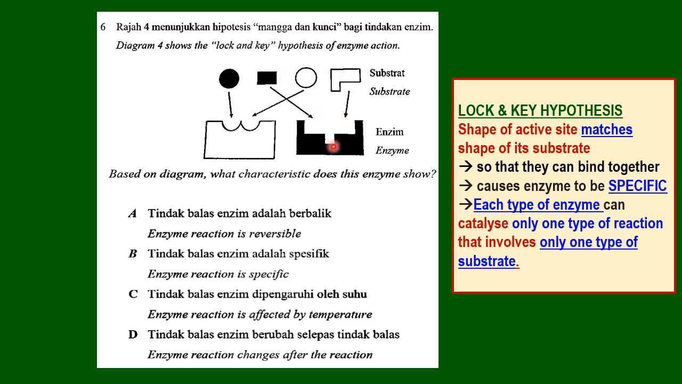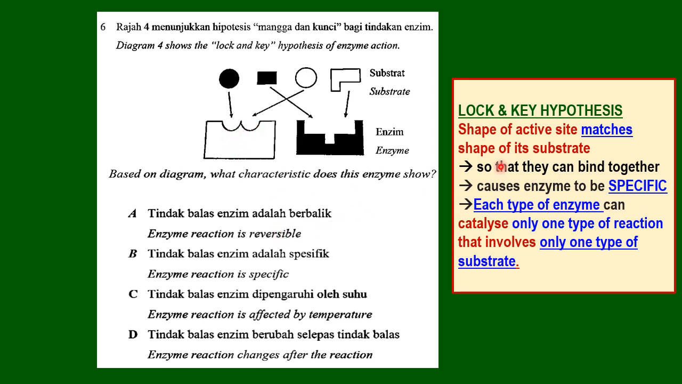Similarly, for this enzyme too, the shapes of the substrate matches that of the active site, right? So what's the characteristic that is shown by this diagram? It is that the enzyme is specific in its reaction, highly specific, meaning that each type of enzyme, like this one here, can catalyze only one type of reaction that involves only one type of substrate. The substrate with the round shapes, okay? It cannot catalyze reactions involving these 2 other substrates because the shapes of the substrates do not match or are not complementary to the shape of the active site.